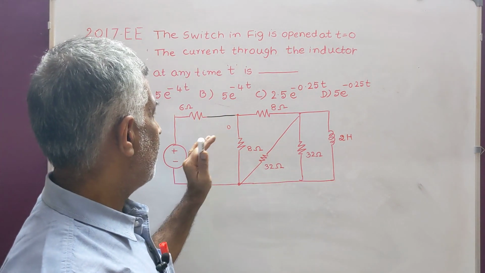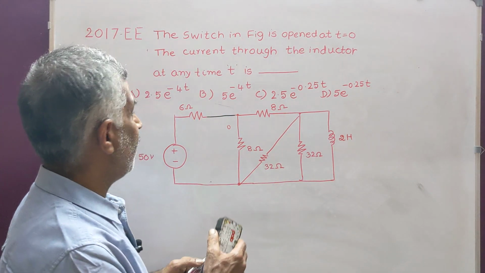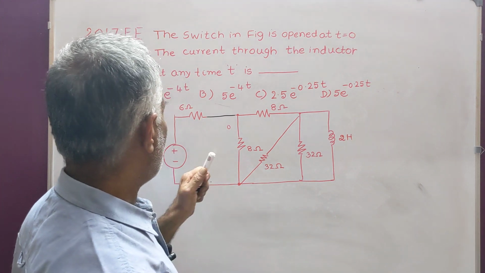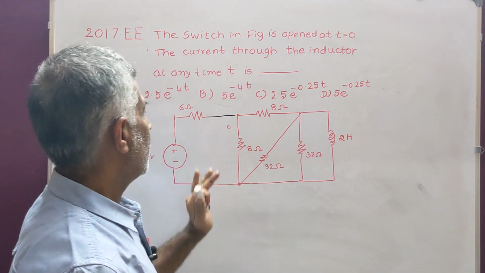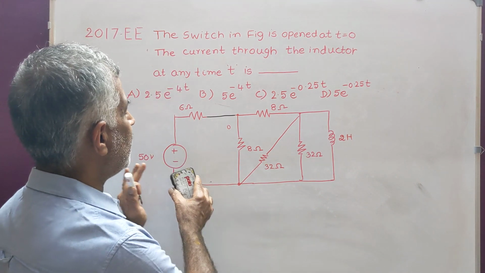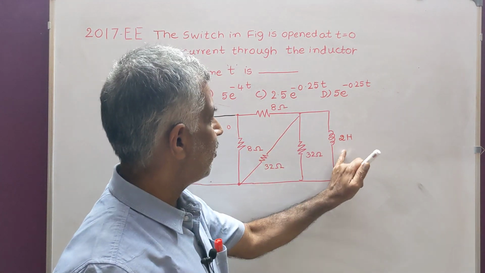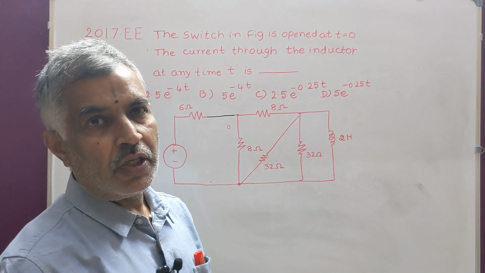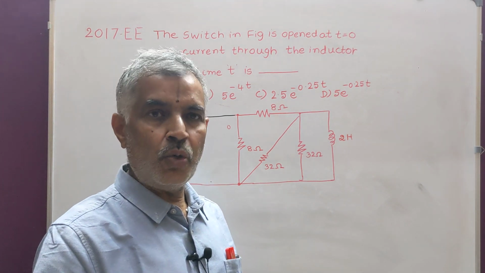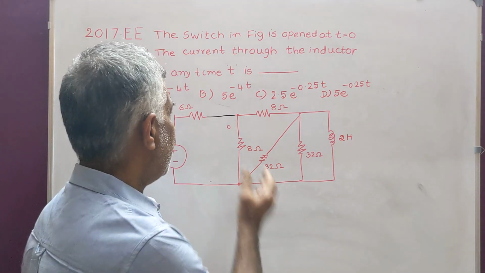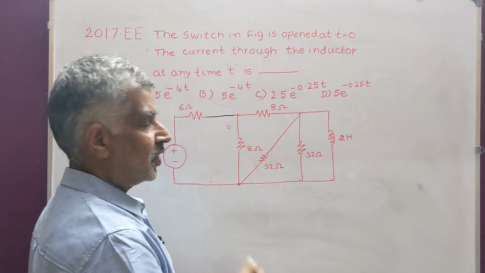Before opening the switch, when the switch is in closed position, you have to assume steady state. First you find out what is the current through the inductor. Then the inductor starts losing that current when it is disconnected from the 50 volt supply.